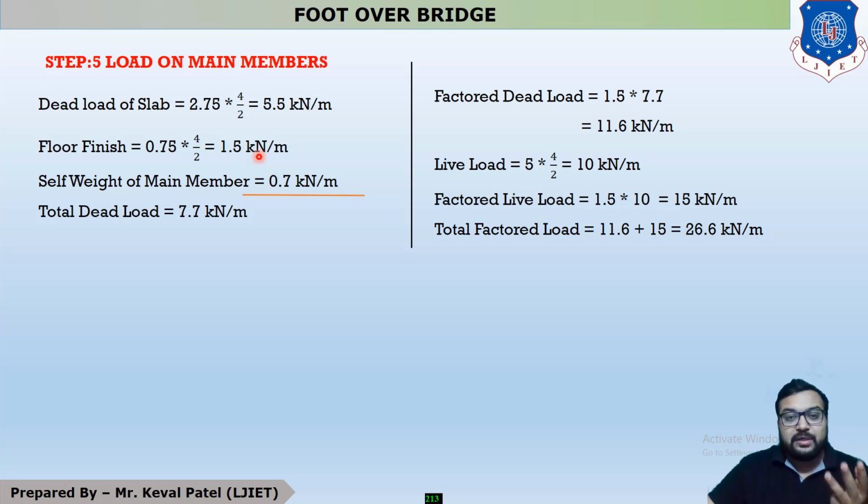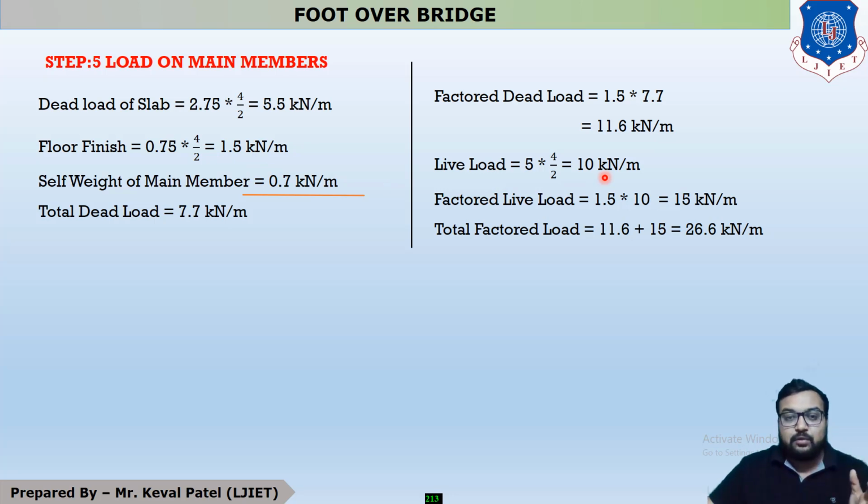Your third main load is live load, which is considered as your moving load. The value of moving load is given as 5 kilonewton per meter square. So half of the 5 kilonewton per meter square load is transferred to the left side and half of the load is transferred to the right side. So it is 5 into 4 by 2, which is equal to 10.